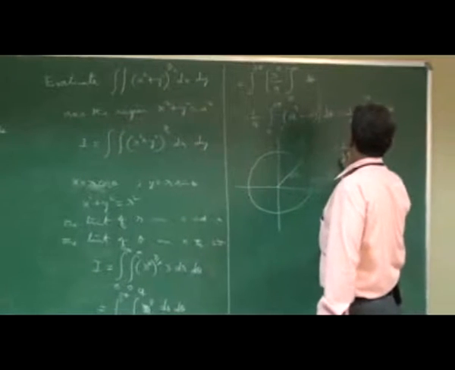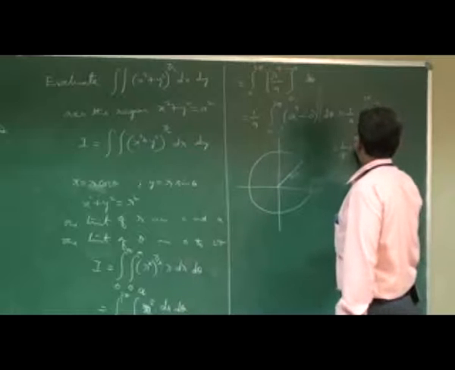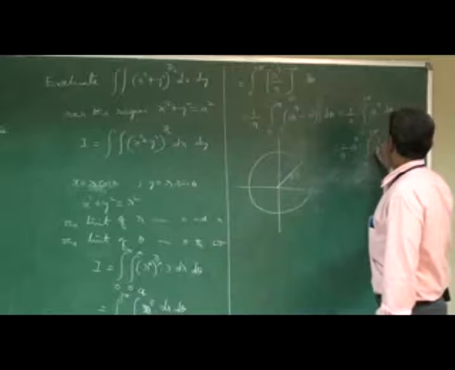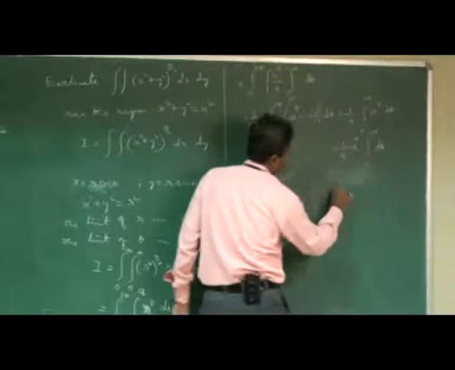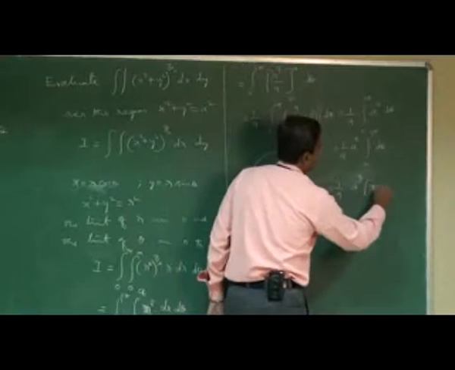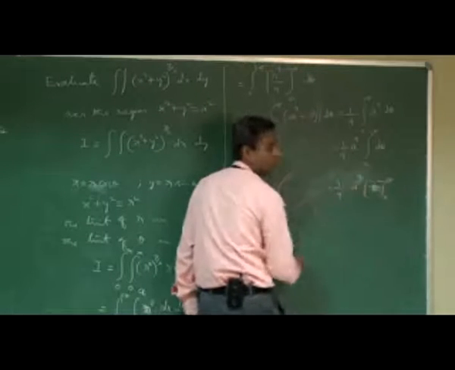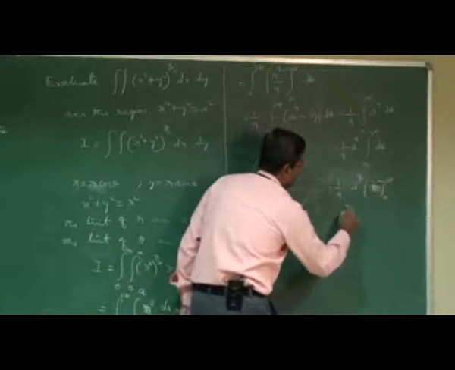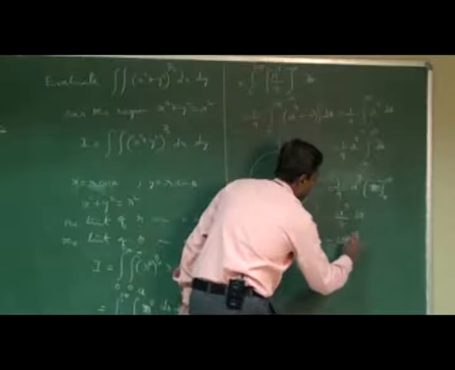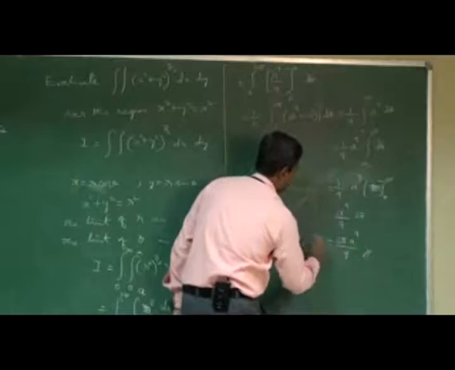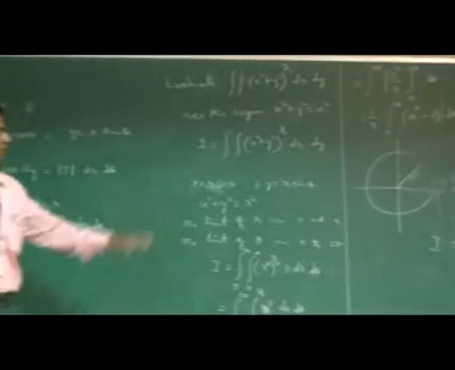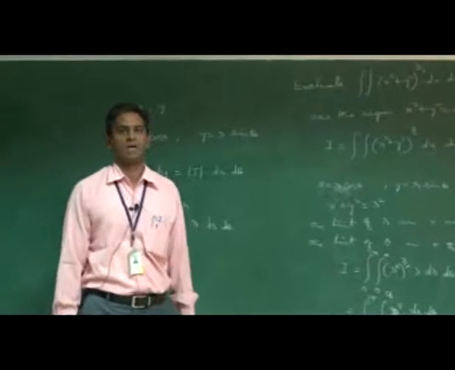That is equal to 1 by 9 times a to the power of 9 times the integral from 0 to 2 pi of d theta. So we get 1 by 9 times a to the power of 9 times theta, with the limit varying from 0 to 2 pi. We apply the limits, so we get a to the power of 9 divided by 9 times 2 pi. So we get 2 pi a to the power of 9 divided by 9. That is the area of the given region in the circle x squared plus y squared equal to a squared.